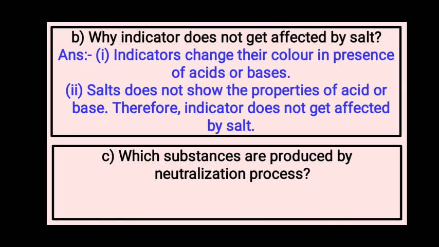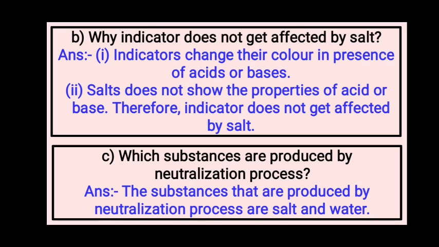Third one, which substances are produced by neutralization process? What is the answer? In the neutralization process, the substances that are produced are salt and water. Simple questions with simple answers. I don't think now this lesson will be that difficult for you to study.